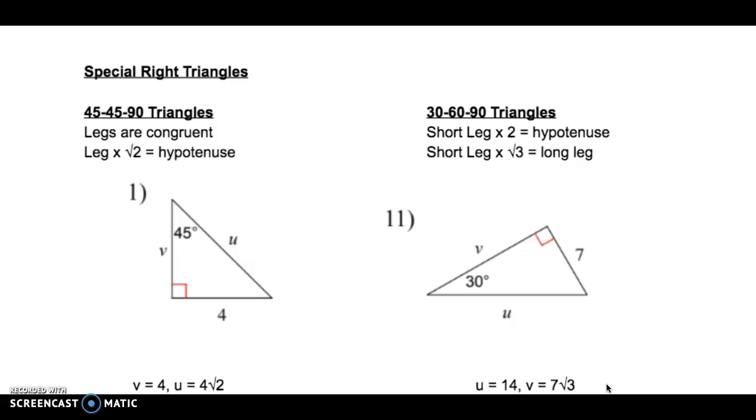And you've solved those. Now, of course, these are more straightforward. You'll have different problems with, say, a number for u here. To go backwards, you'll have to divide by radical 2. So do the opposite of what these say. Same thing over here. Say you have the hypotenuse for this 30, 60, 90. You would have to divide by 2 to get the short leg, then multiply by radical 3 to get the long leg. So hopefully this helps.